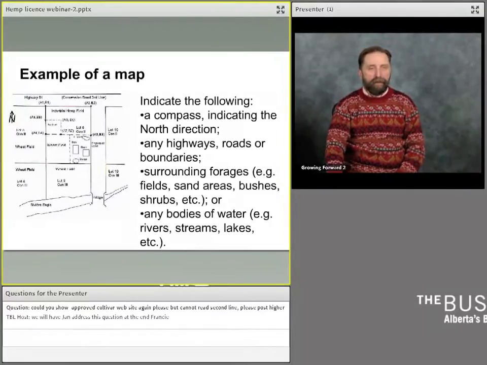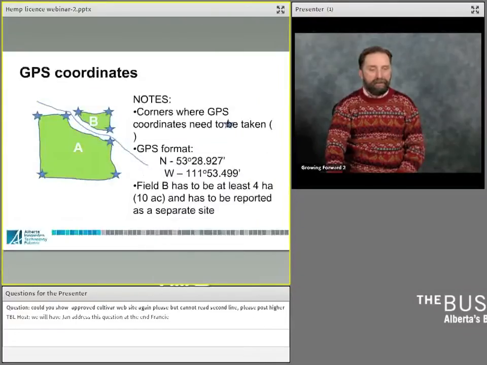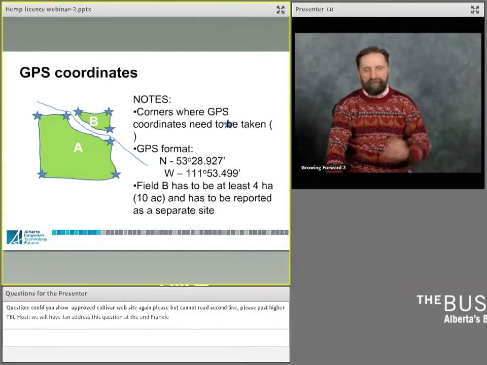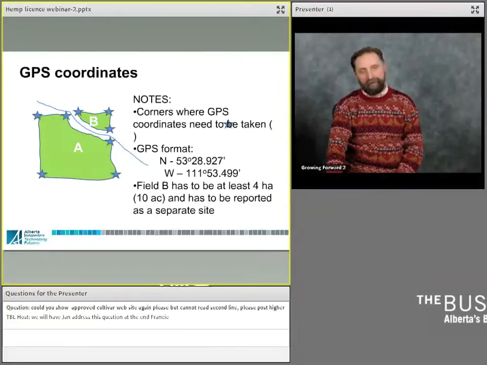Okay, we're talking about maps, and remember, Jane also mentioned that she will provide GPS coordinates. A few notes on how to take GPS coordinates. If you have a square or rectangular field, that's very simple. Four corners, GPS coordinates for four corners. However, life is not always easy. Sometimes you have irregular shape fields. Like in this case, Jane has a field of irregular shape. So she has to take GPS coordinates of these 5 corners or 5 points, right?